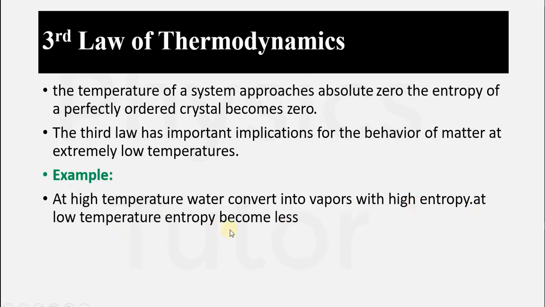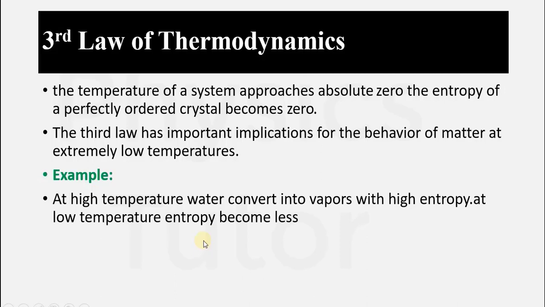But at low temperature, entropy becomes less. This means that at low temperature, the kinetic energy of gas molecules will be very low. This shows that with an increase in temperature, entropy will be high, but at low temperature, entropy will be minimum, which also shows minimum disorderliness. So this was the third law of thermodynamics.